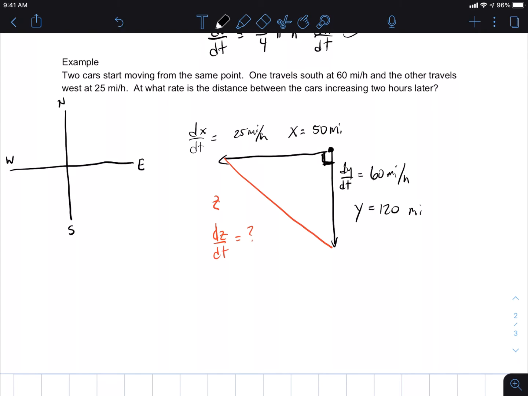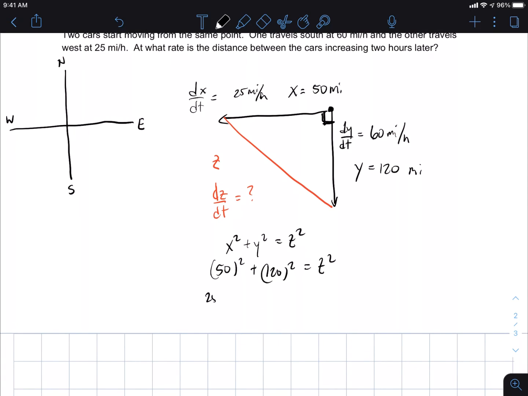Since it's a right angle, we can find out what z is by using what? The Pythagorean Theorem. There it is! Isn't that funny? That just came right back. So we know that x squared plus y squared is equal to z squared. So this is 50 squared plus 120 squared is equal to z squared. That's going to be 2,500 plus 14,400 is equal to z squared.